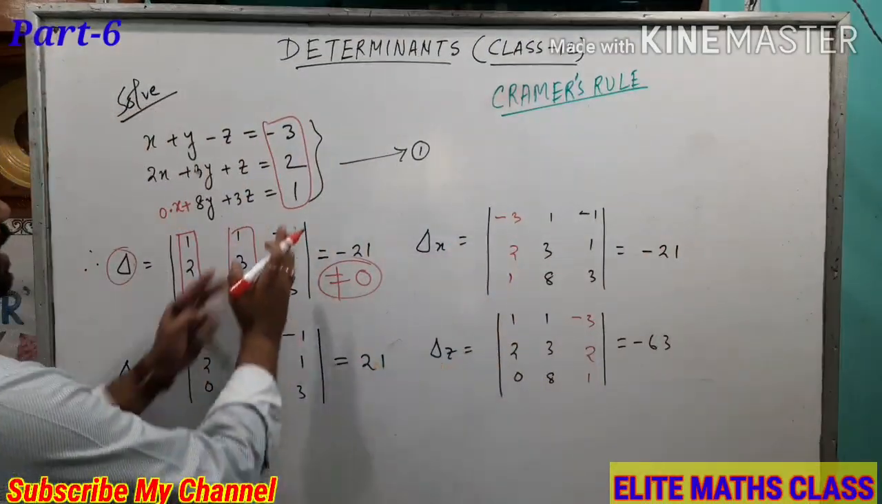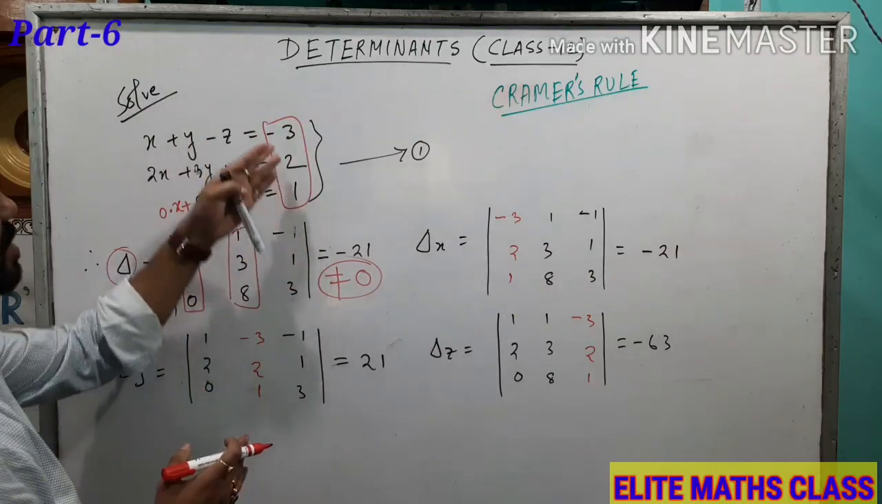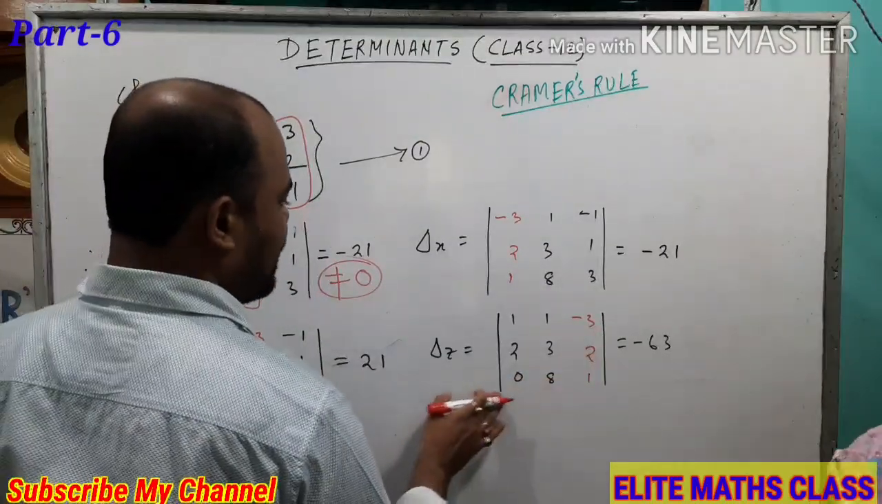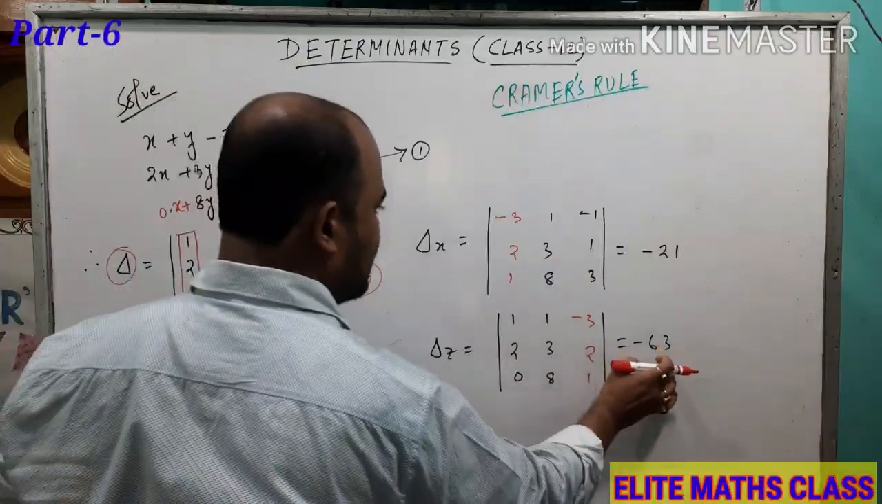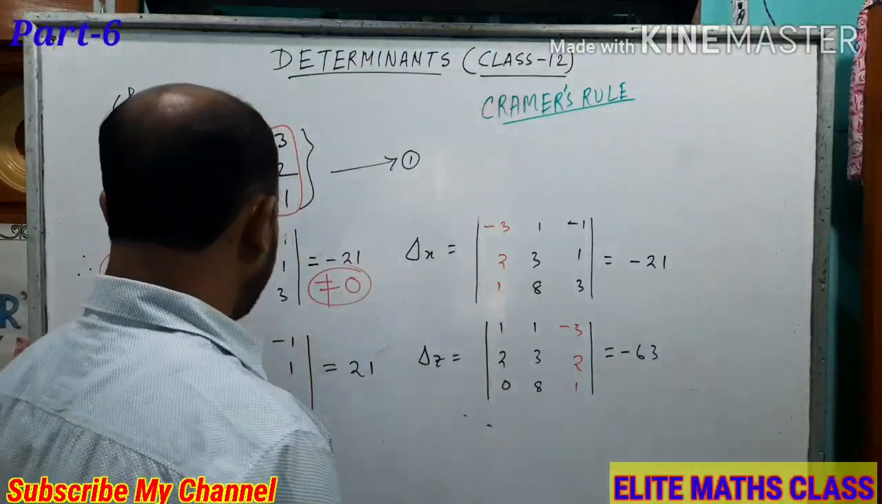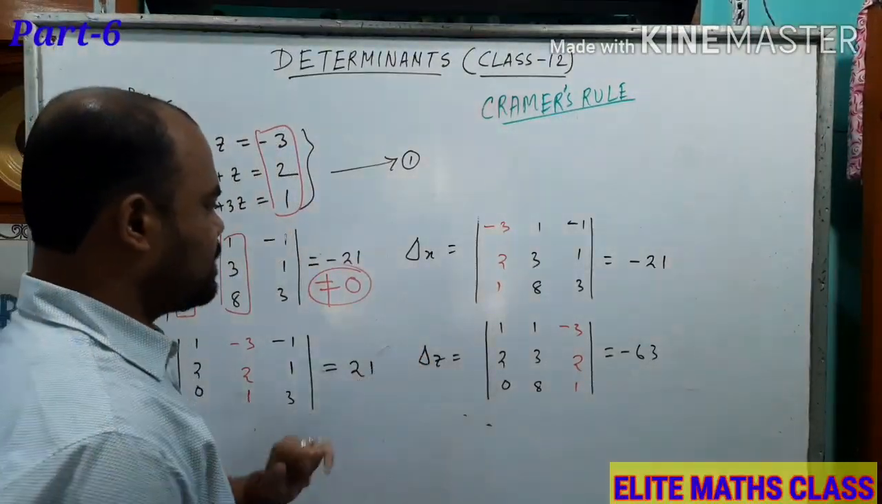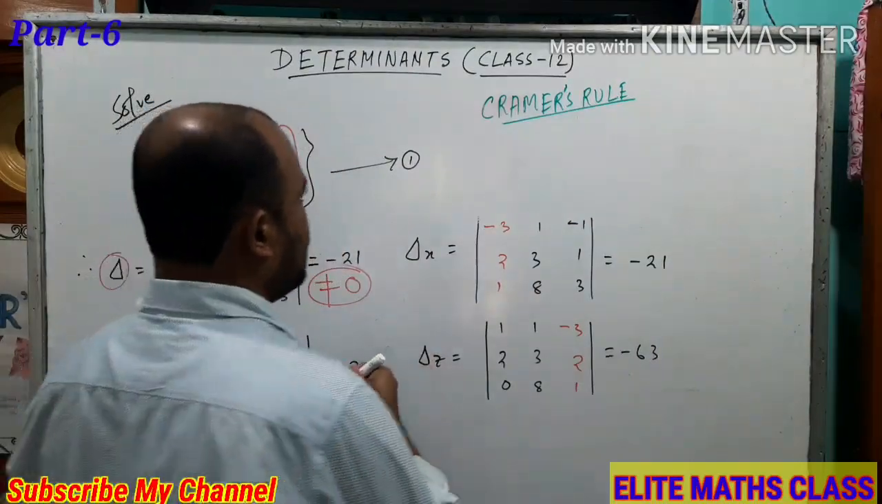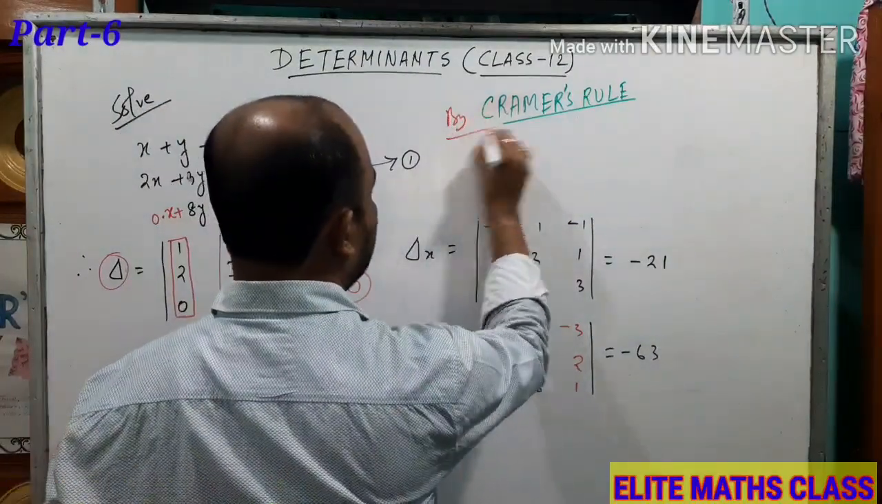In del z, the third column will be replaced by the constant terms of the given equation, minus 3, 2, 1, in the third column, and by expanding we see that the value of the determinant is minus 63. So see, here we have all the values of del x, del y, del z. So by Cramer's rule, what will be the values of x, y, z? Now simply you write by Cramer's rule.